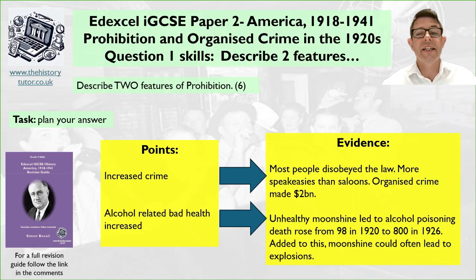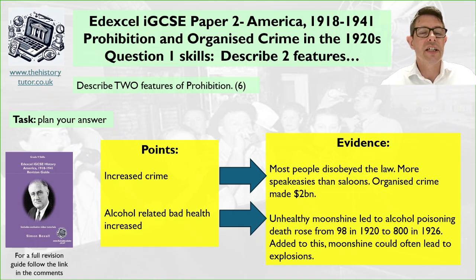So firstly, I've said it increased crime. So most people disobeyed the law. More speakeasies were available in the 1920s than there were saloon bars before prohibition. So this suggests that lots of people were going to these speakeasies and breaking the law. And organised crime benefited from this, of course, by earning $2 billion.